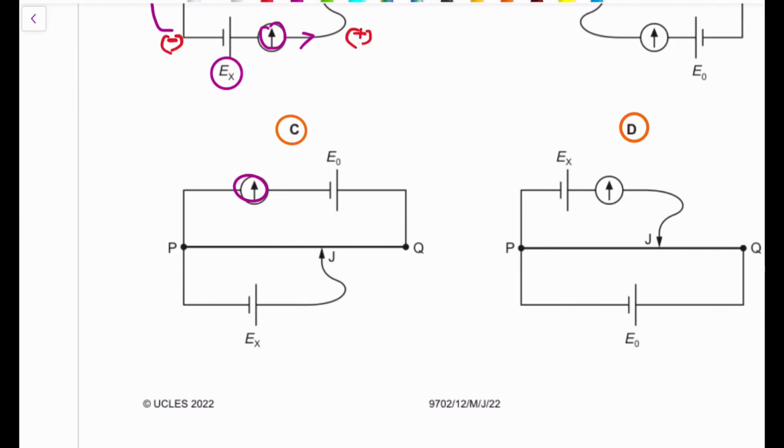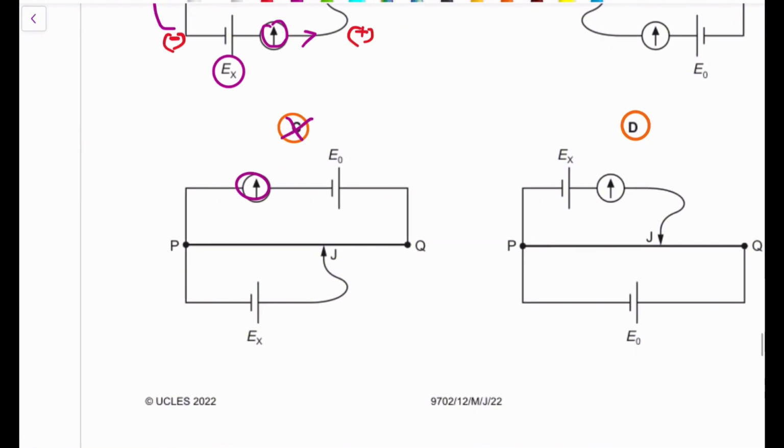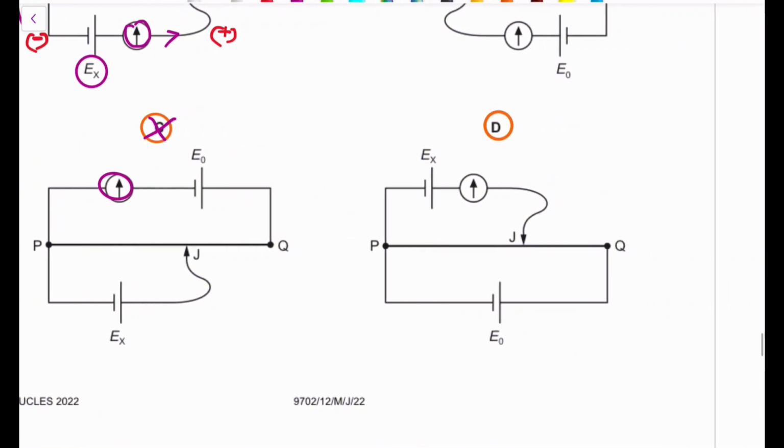It's not going to happen if EX is actually below and E naught is having the galvanometer itself. What exactly are we trying to measure? Making C wrong. But why exactly is D correct? Get this. If this is negative, it means that this point is going to be negative, right? Because this is negative and this is positive, right? It means that this side is also going to be positive.